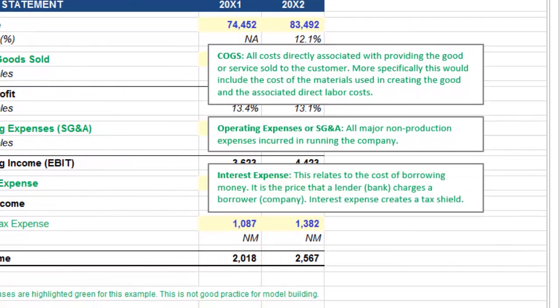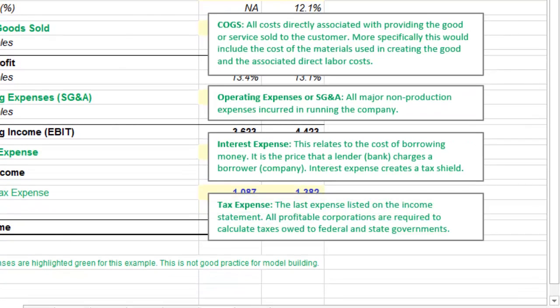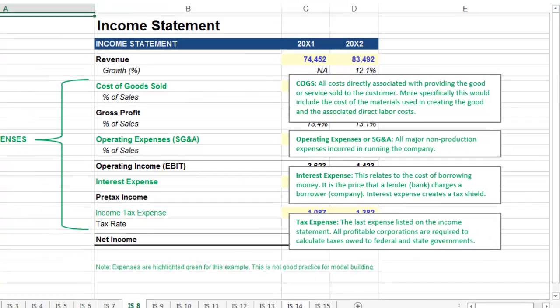Interest expense relates to the cost of borrowing money. It is the price that a lender or bank charges a borrower, in this case the company. And finally, you have tax expense, the last expense listed on the income statement. All profitable corporations are required to calculate taxes owed to federal and state governments.